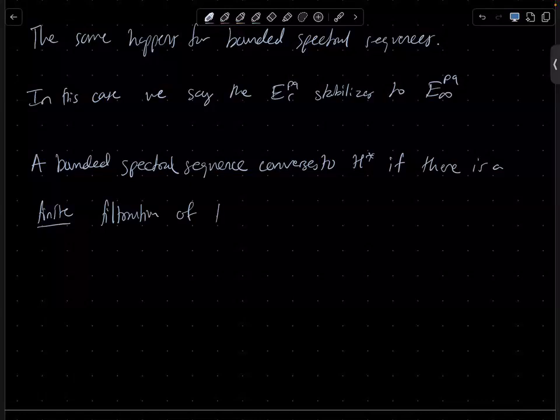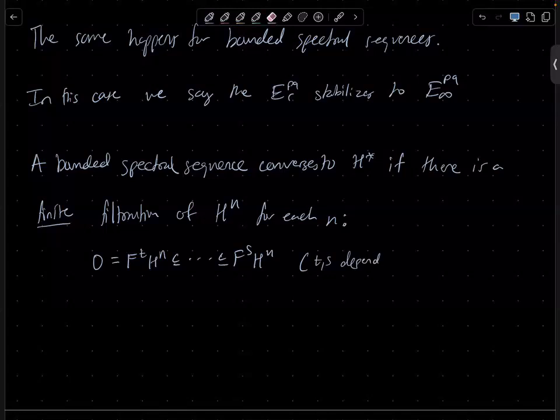For each n, this will look like the following. I'll have 0 down here. Of course, like before, it's a decreasing filtration. So 0 equals ft Hn all the way down to fs Hn. Here, the t and the s depend on n, but they're finite. So the filtration does not extend in either direction.